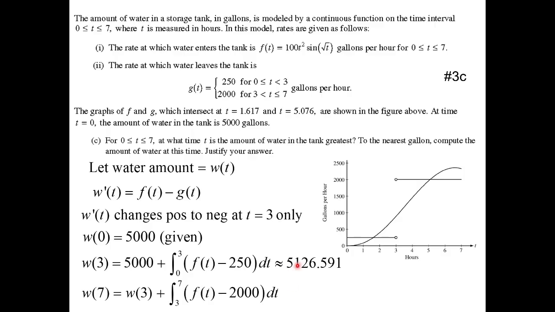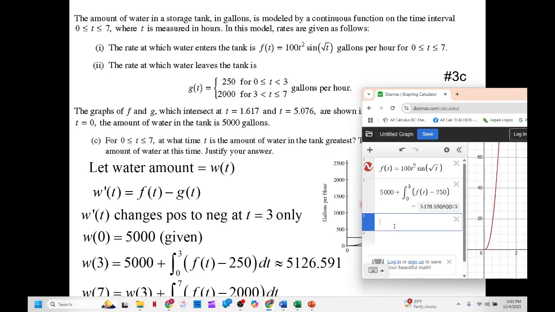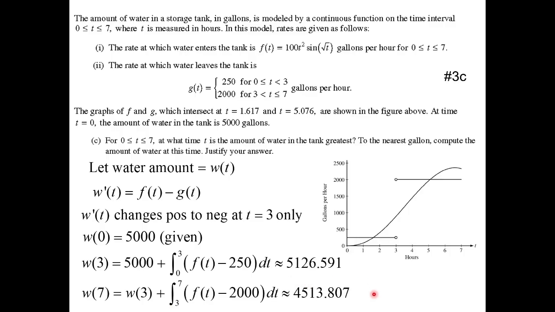Let me go back into the calculator and put that in now. Now I'm using this value I just got here. I'm just going to copy and paste that. So copy it, and then I'll just add to that integral from 3 to 7 of, and this time around I'm going to be doing parentheses F of t minus 2,000 dt. And that's about 4,513.14 and some change. Again, you could take it out to decimals if you want, but we're going to be rounding this at the end.